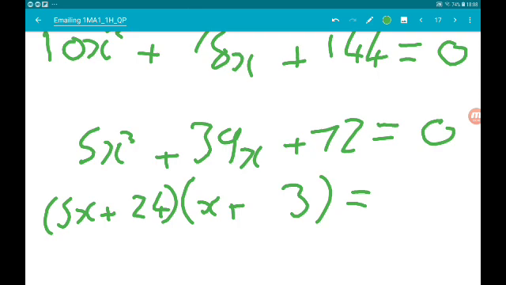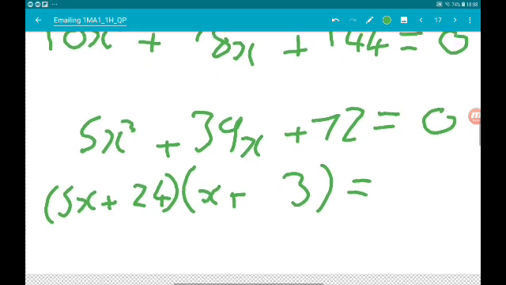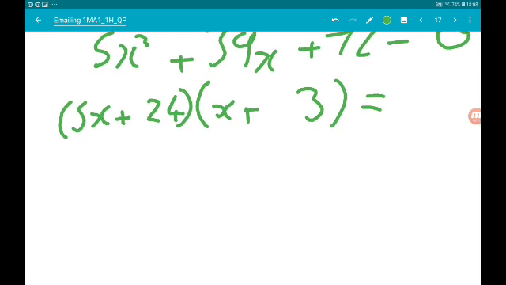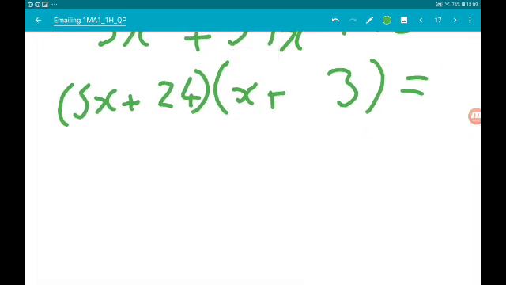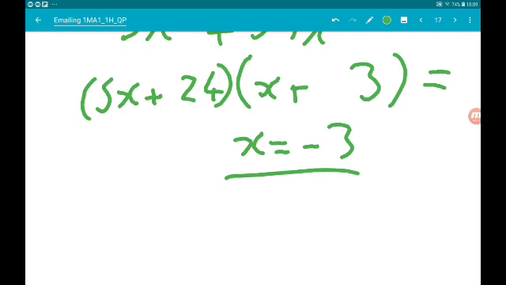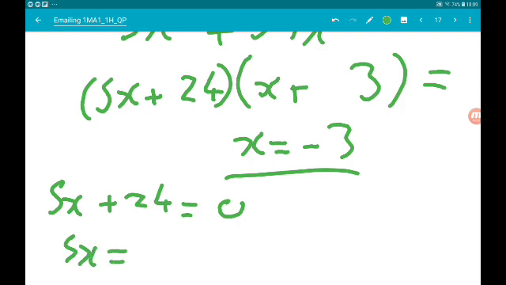So we've factorized it. Now we need to get the solutions. So to do that, you set whatever is inside the bracket equal to 0 and solve for x. So x add 3 gives us a nice easy one. x is minus 3. And 5x add 24, not so nice. So 5x add 24 is equal to 0. 5x is minus 24. Divide by 5.